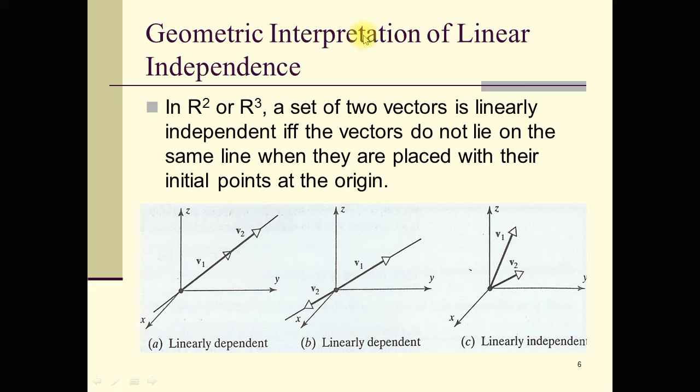Now, the geometrical interpretation of linear independence. In R square, meaning the two-dimensional plane, and R cube, meaning the three-dimensional space, a set of two vectors is linearly independent if and only if the vectors do not lie on the same line when they are placed with their initial points at the origin. So this is linearly dependent.